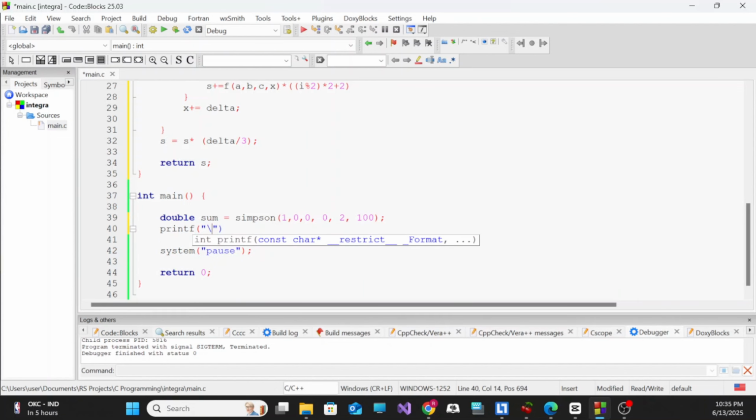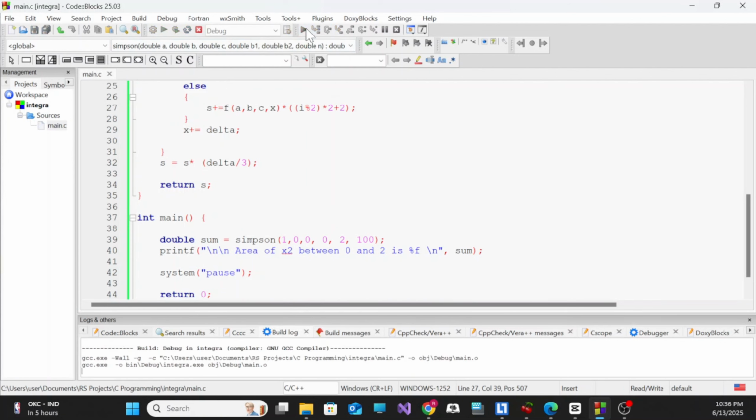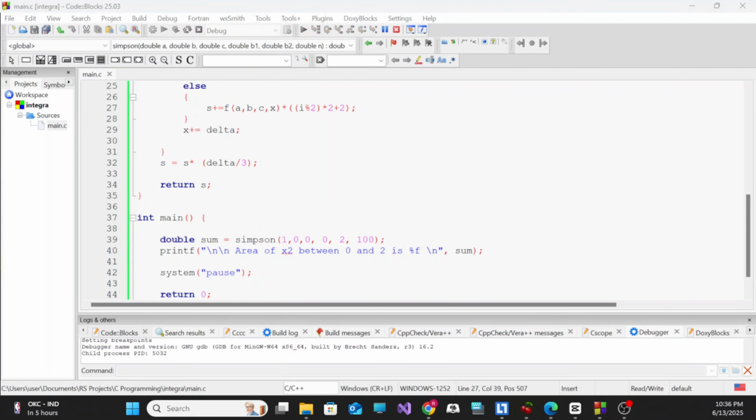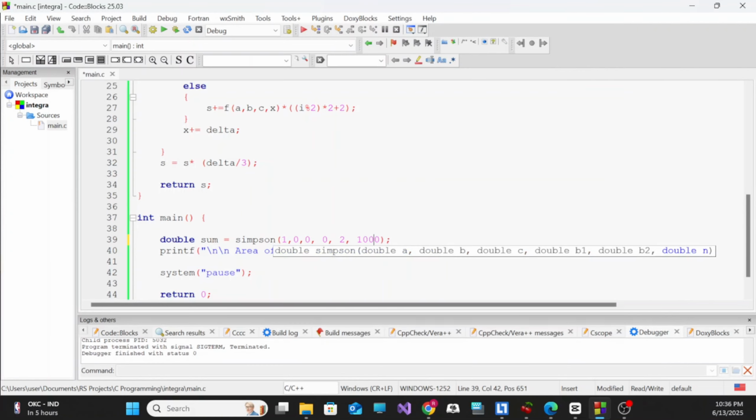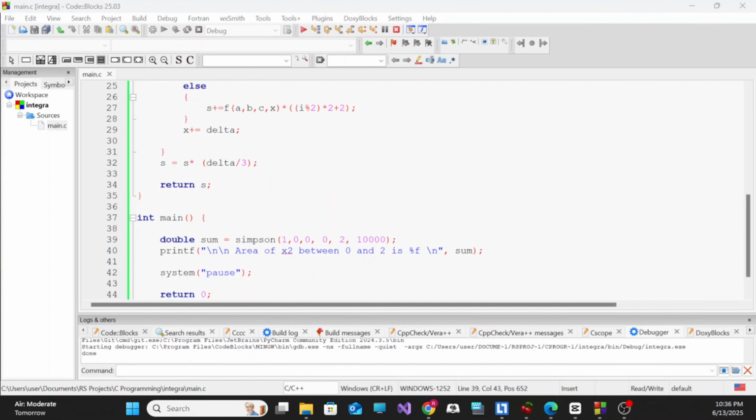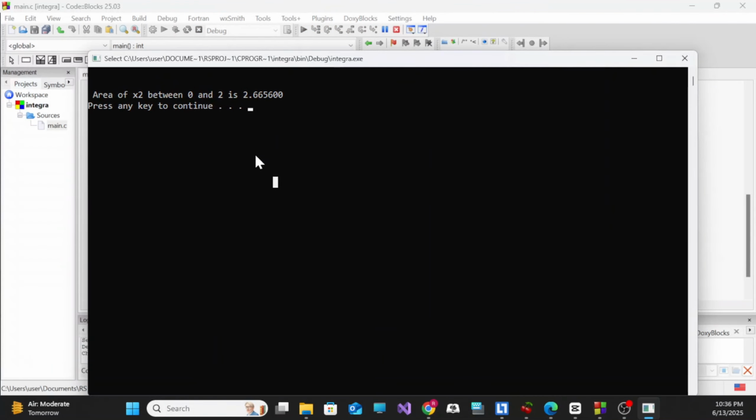Printf at last, \n, area of x squared between 0 and 2, %f, sum. Let's see the result. 2.56. Remember, the accurate value is around 2.66. Alright, but if I increase the number of steps, you get a more accurate value. So let's try it for, say, 10,000. That's 10,000. And this is a more accurate value.